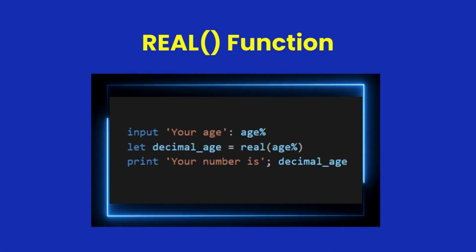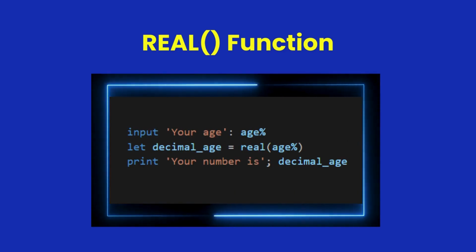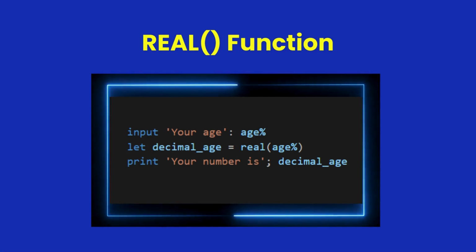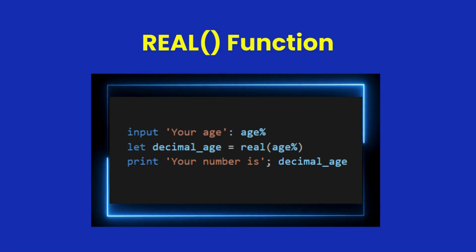The real function converts a numeric expression to a real or floating point value. For example, the real function is useful for converting integer expressions to real numbers.